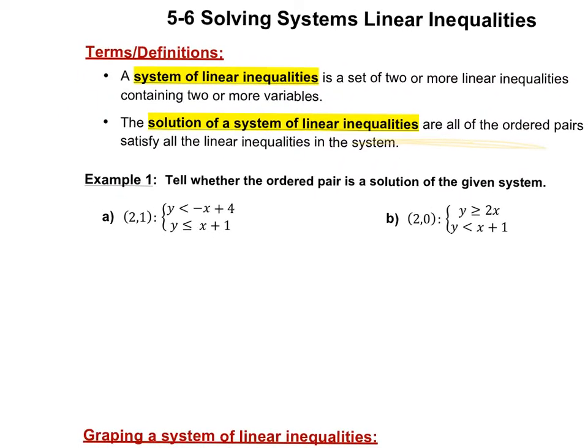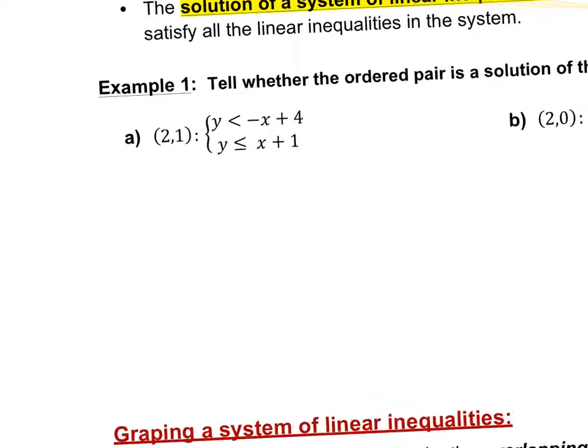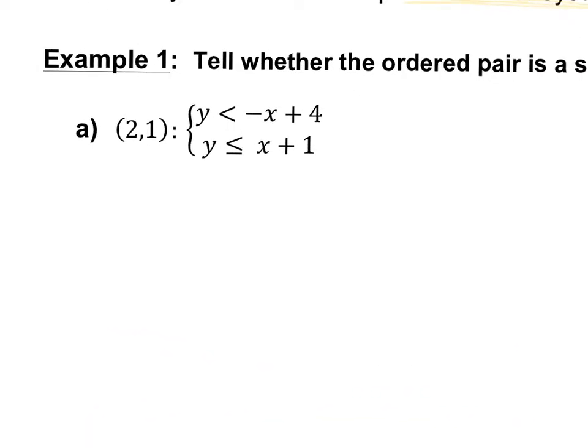So in this case, when we have these two inequalities, in order for this to be a solution, we need to make sure that it makes both inequalities true, not just one, but both. If we know x is 2 and y is 1, then when we substitute those values into the first inequality, you get 1 is less than the negative of x, which is 2, plus 4. 1 is less than negative 2 plus 4, which is 2, and it is, so it satisfies that inequality.